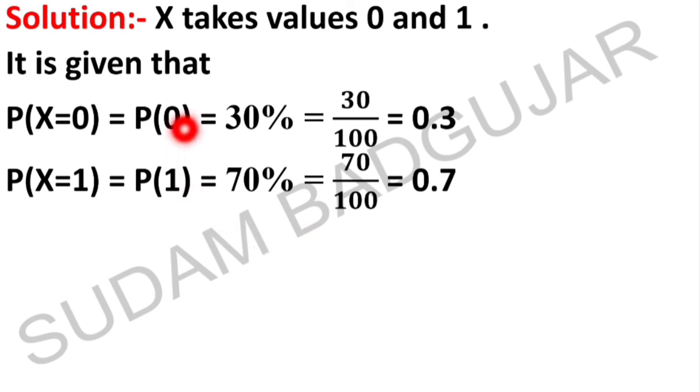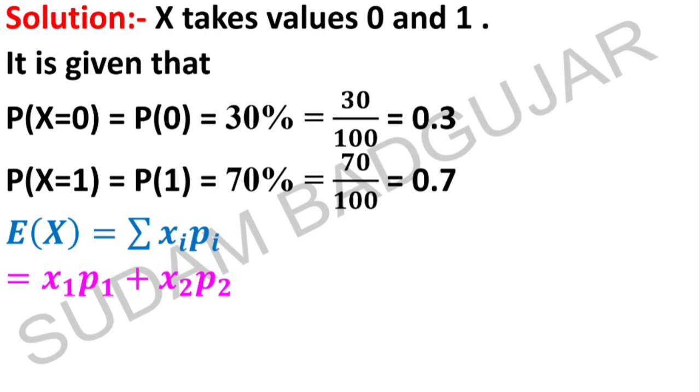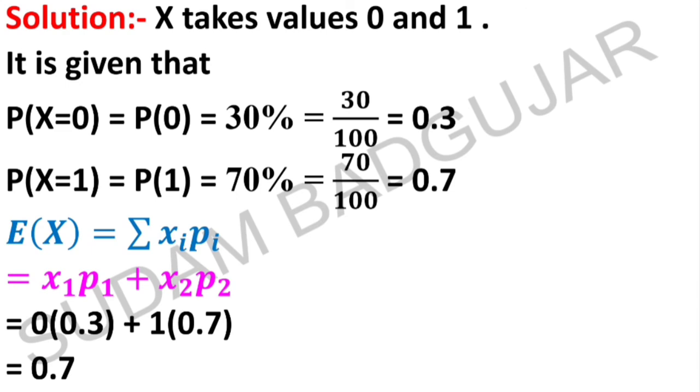Here x is 0 and 1, and their probabilities are 0.3 and 0.7. This question is very, very simple. It has only two values. X is 0, then probability is 0.3. X is 1, probability is 0.7. So expected value is nothing but E of x. E of x is nothing but summation of xi pi, that is x1 p1 plus x2 p2, that is 0 into 0.3, substitute both the values here, plus 1 into 0.7, and after simplifying it becomes 0.7. Okay, we get expected value.